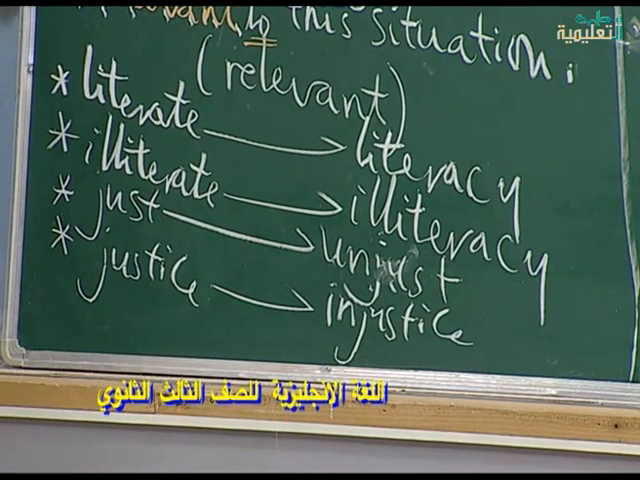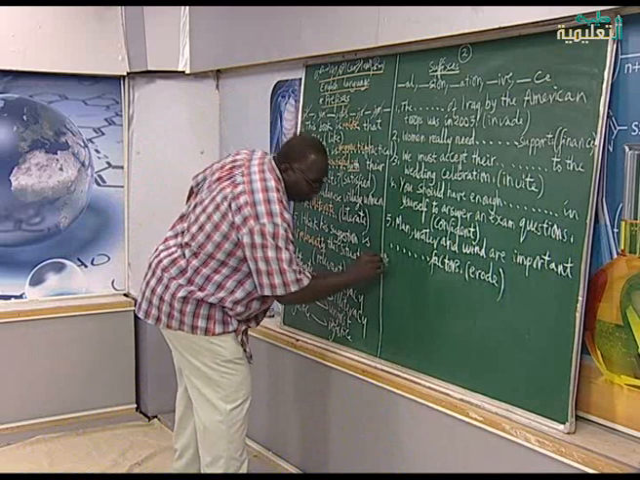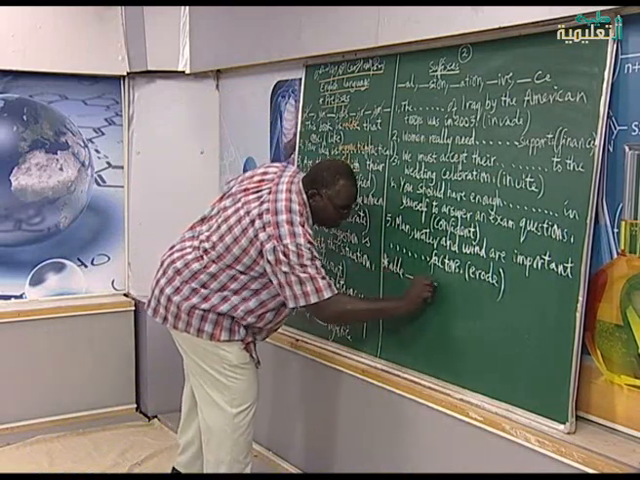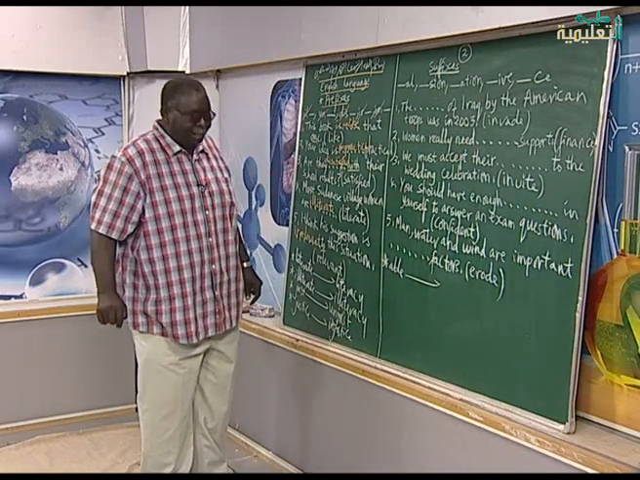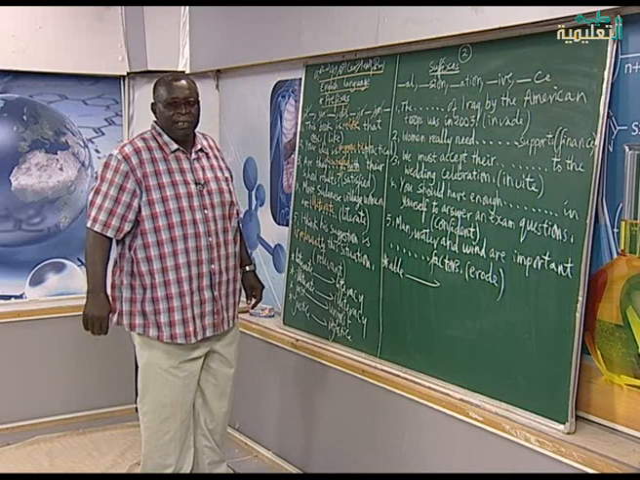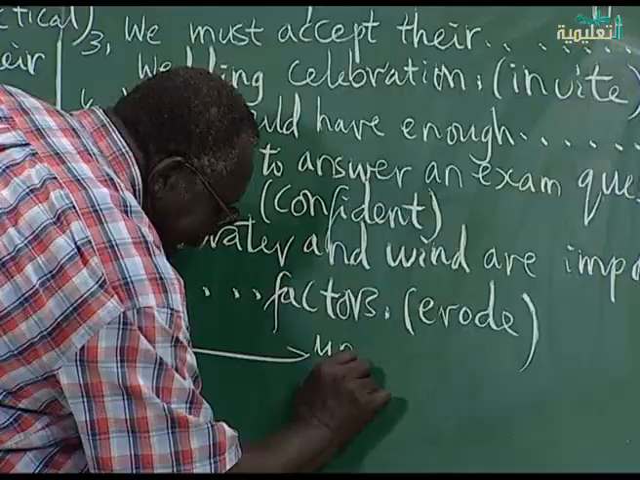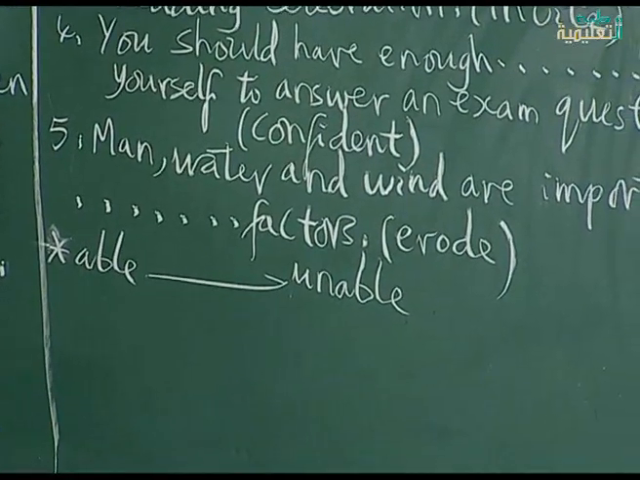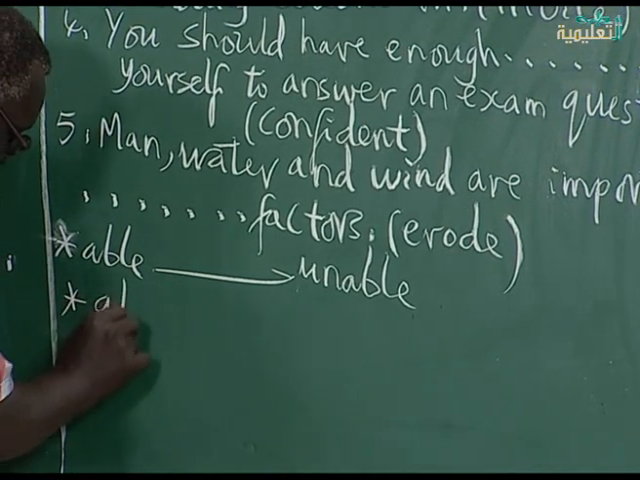This is the same with able. Let me write it here. I hope you can see it clearly. Able, قادر. Say to me, I am able to write a good composition. Now, you see, if it is the opposite, it is going to be unable. You see, unable, of course. غير قادر. Okay.